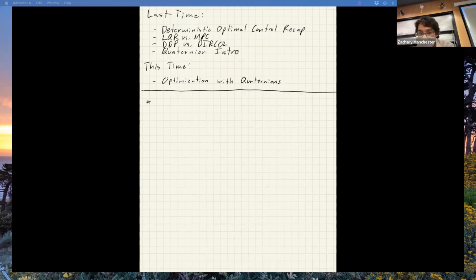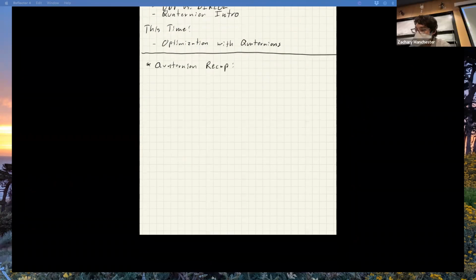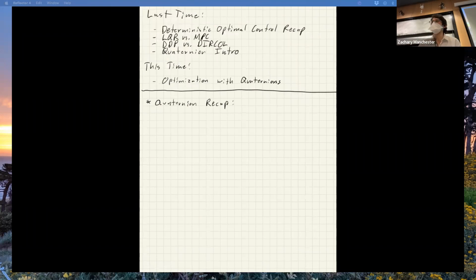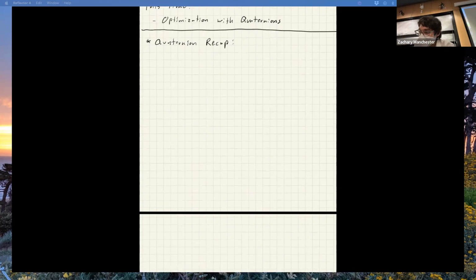First off, just as a quick recap of the stuff we've already talked about with quaternions. I'm going to do the 5-minute version of last time's lecture just to make sure that stuff sticks and refresh some memories. We think about these things as 4D unit vectors, and they have a multiplication rule that we talked about last time.